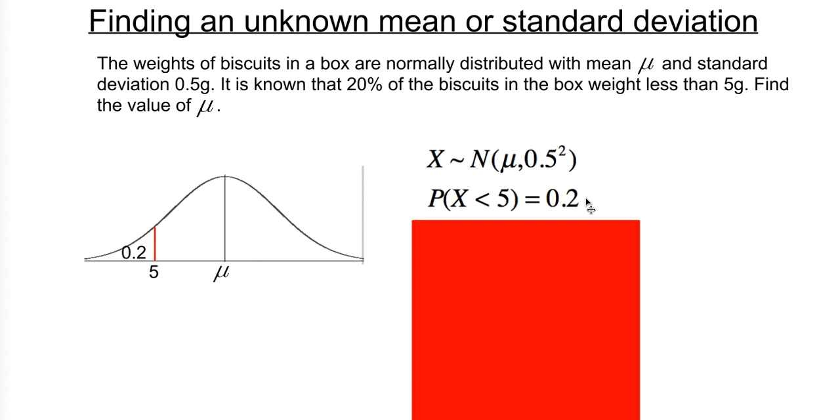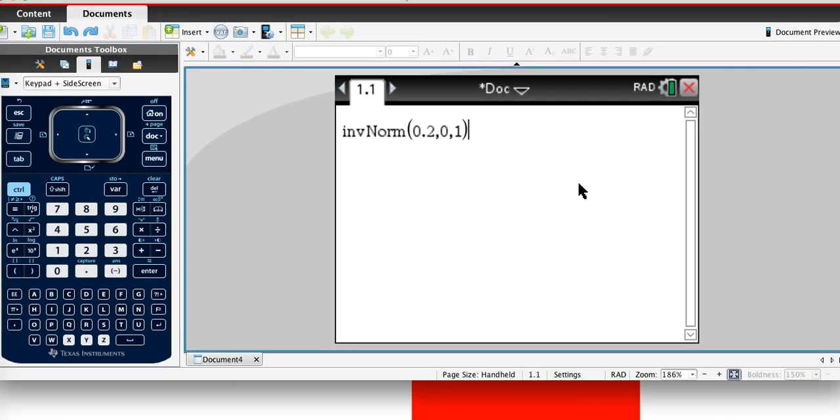So we're going to use that formula to be able to work out what mu is equal to for this particular situation. So we go to our GDC, we can do inverse normal on 0.2, but we're doing standard normal distribution, which means the mean is 0, the standard deviation is 1. That gives us minus 0.842 to 3 SF.